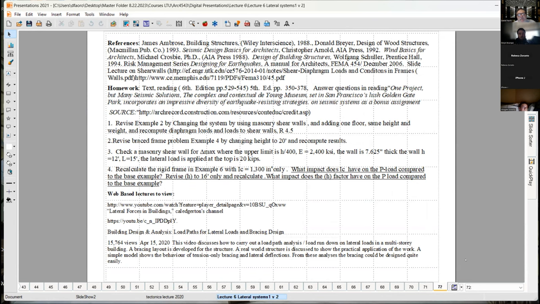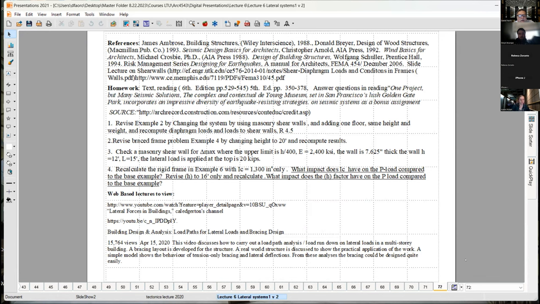If the upper limit is H over 400, E is 2400 KSI. Wall is 7.25 inches thick. Wall height is 12 feet. L is 15 feet. The lateral load applied at the top is 20 kips. Recalculate the rigid frame in example six, but change I sub C to 1300 inches to the fourth only. When you recalculate, what is the total impact that this has on the allowable P load?